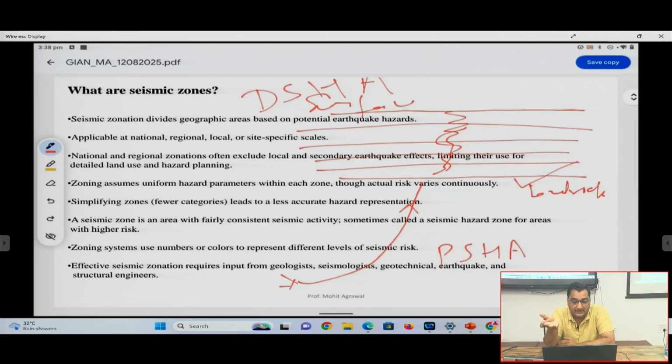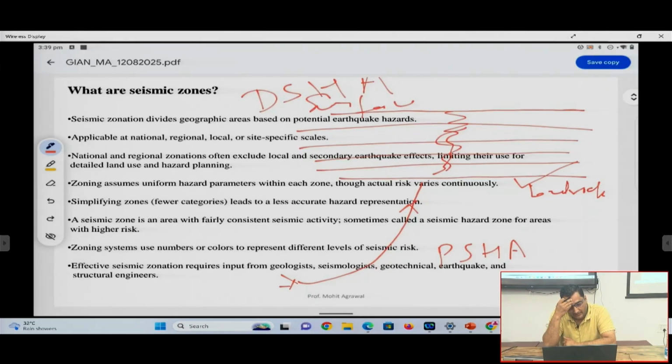Okay, so it can be done at national level, regional level, local level, or site specific studies you can do. If we talk about the national or the continental level, or maybe the regional scale study, it is sometimes not possible to do local site specific testing at each point of the study area. That is why you compromise with only the bedrock level maps, and then you do not consider the effect of the landslides, liquefaction and other studies you may conduct in the area for better hazard planning.